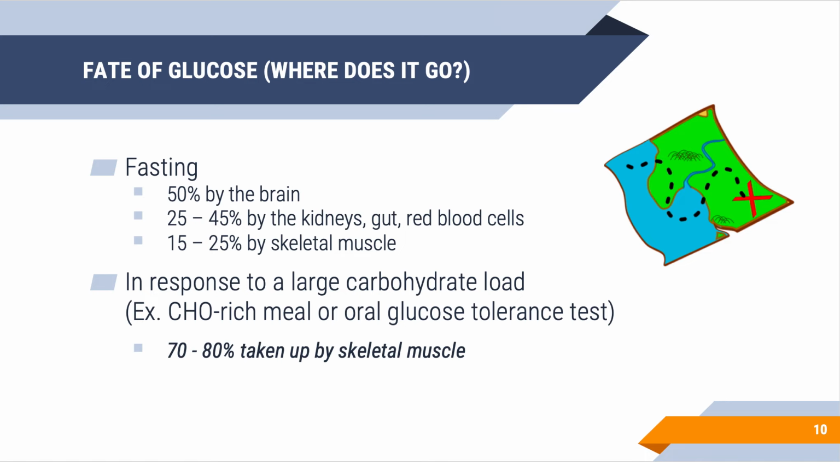The key point of this slide is that in response to large carbohydrate loads, so a carbohydrate-rich meal, for example, or a glucose tolerance test, 70 to 80% of this glucose is taken up by skeletal muscle. So skeletal muscle is a major sink for glucose when it needs to be taken up and stored.